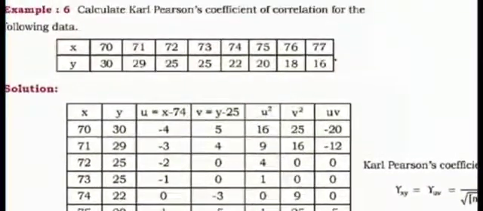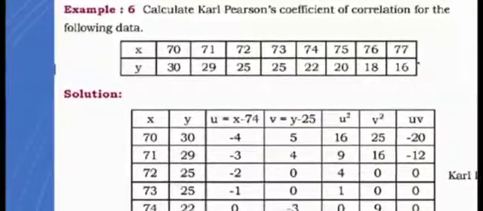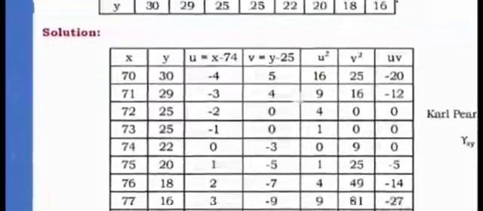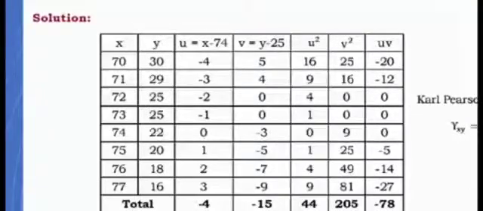Similarly, there is one more example of the same type, but the methodology we have applied is different. Calculate Karl Pearson's coefficient of correlation for the following data. You have different values of x and different values of y. Here the major change, if you remember, every time we have the shortcut method for reduction of calculation to make the calculations more simple. So here also under correlation we are using this shortcut method. We are changing x in the form of u and y in the form of v. So here also you have the freedom to choose any value you want. Here they have chosen 74 for x and for y they have chosen 25.